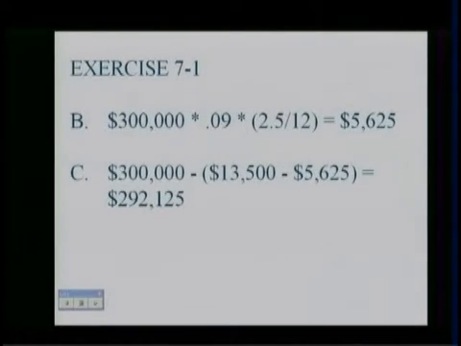Finally, in Part C, what is the amount of the current liability related to this loan that would be shown at the end of June 2004 on the balance sheet? Well, it would show the $300,000 loan minus any discount. Well, the original discount was $13,500, but we've reduced that $13,500 by the $5,625 that we show in Part B. So our discount is less than that $13,500. So we actually end up on the balance sheet with $292,125 being shown as our current liability for that loan.